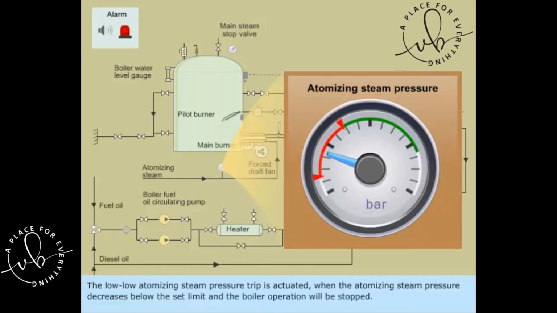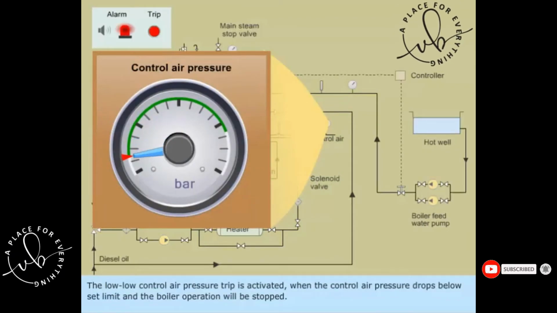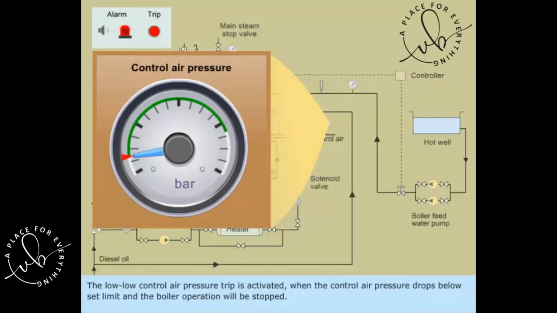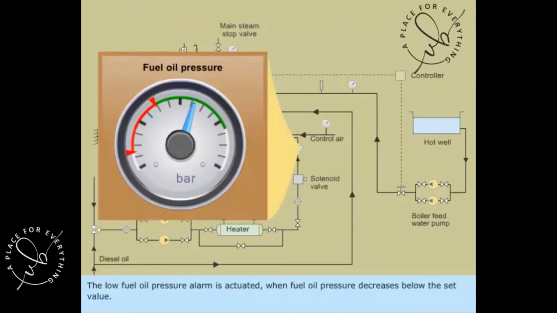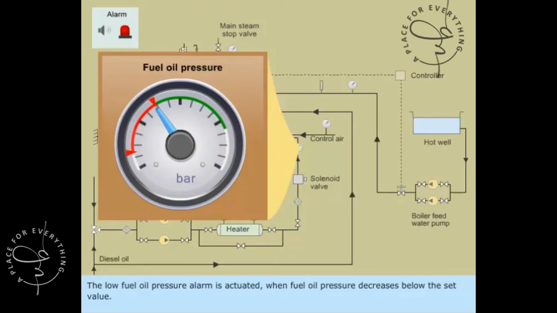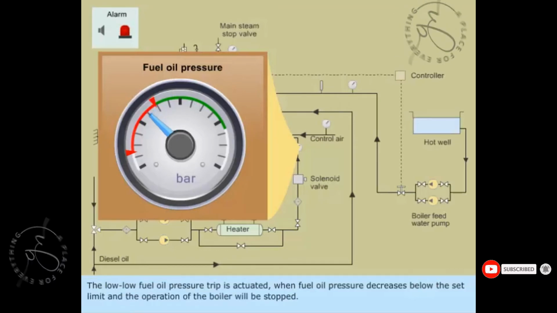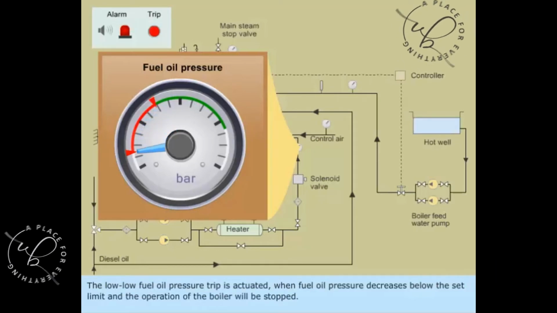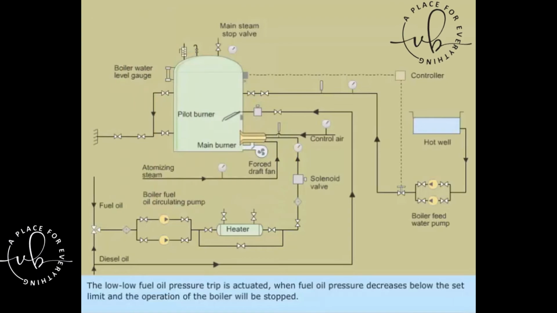The low atomizing steam pressure trip is activated when the atomizing steam pressure decreases below the set limit and the boiler operation will be stopped. The low control air pressure trip is activated when the control air pressure drops below set limit and the boiler operation will be stopped. The low fuel oil pressure alarm is actuated when fuel oil pressure decreases below the set value. The low fuel oil pressure trip is actuated when the fuel oil pressure decreases below the set limit and the operation of the boiler will be stopped.